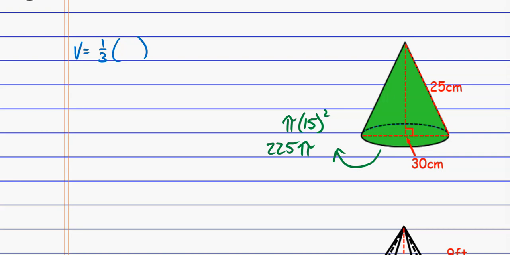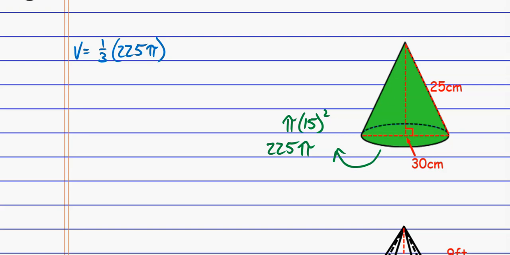Once again, I'll leave it in terms of pi. I'll actually do the entire volume in terms of pi, and then I'll write the thing as a decimal just to show both versions of this. So the area of the base this time was 225 pi. And now times the height.